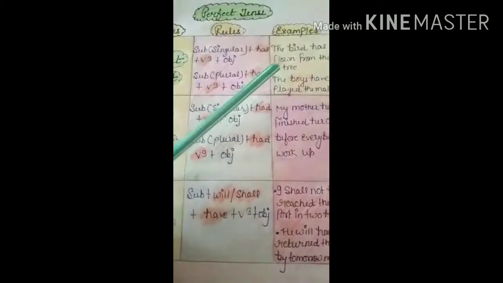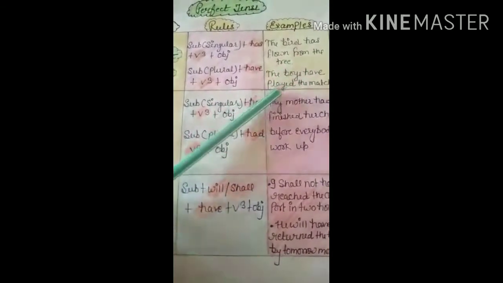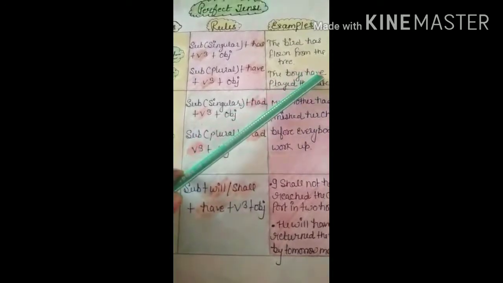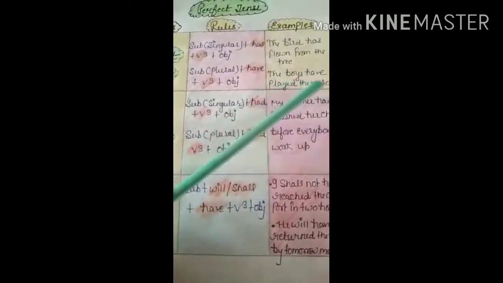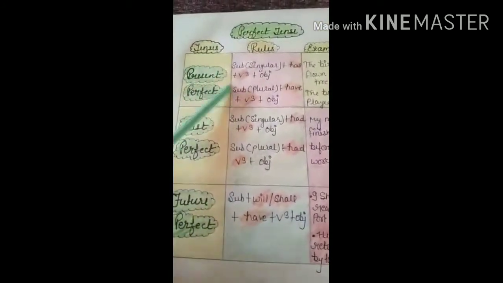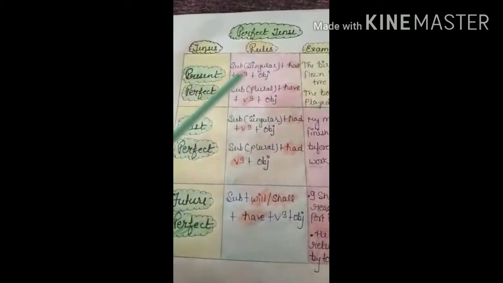This is the object. The boys have played the match. The boys, plural subject. That's why we use have. V3 plus object. So this is about present perfect tense. Has, have plus V3.